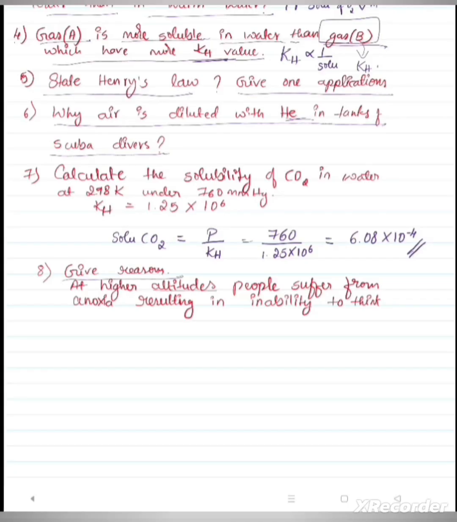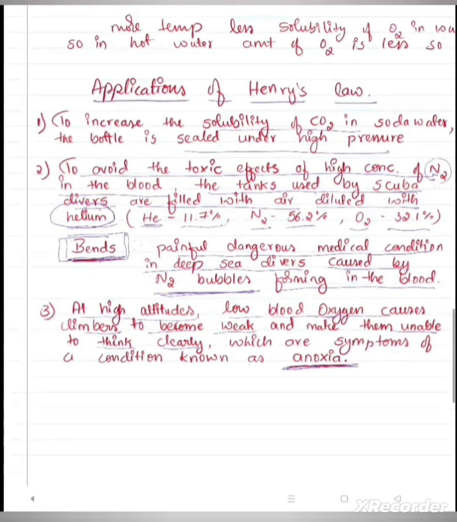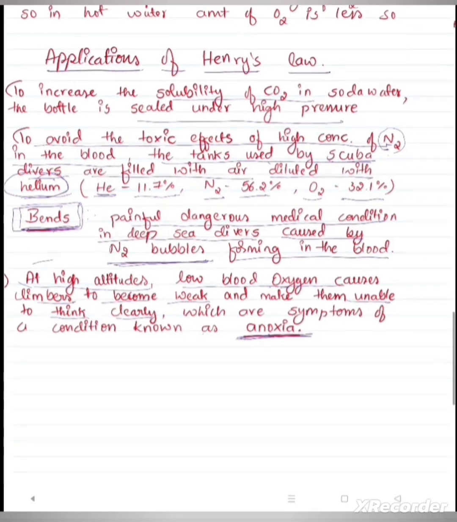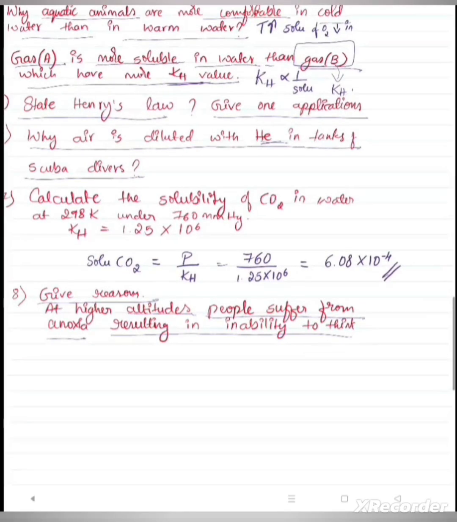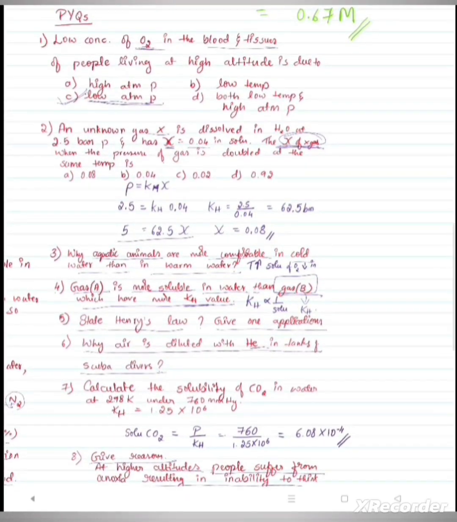At high altitude, people suffer from anoxia, resulting in the inability to think. Okay. As I told, same. This one you can write the answer. At high altitude, pressure is very low. At low pressure, the oxygen in our blood is very less, so it will cause anoxia. Okay. Understood how they will ask questions? Got it?